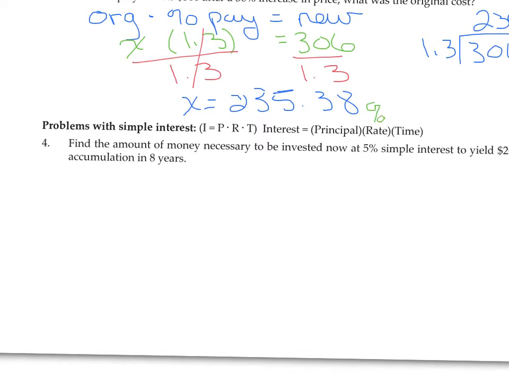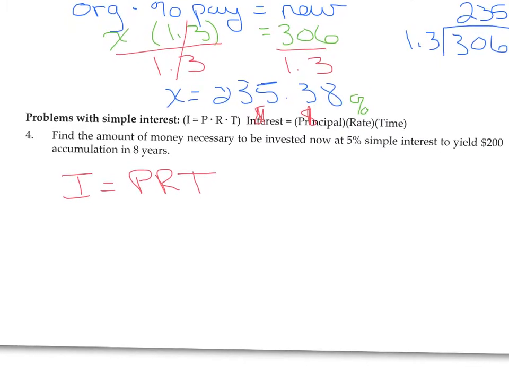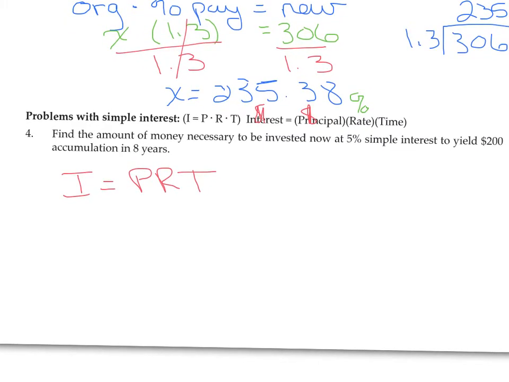So the interest and the principal are both dollar amounts, while the rate is a percent. Okay, so if we start with this formula, interest equals principal times rate times time. I guess we should read the question. Find the amount of money necessary to be invested now at 5% simple interest to yield $200 accumulated in 8 years. The tricky part about these questions is where do all the numbers go in this formula?